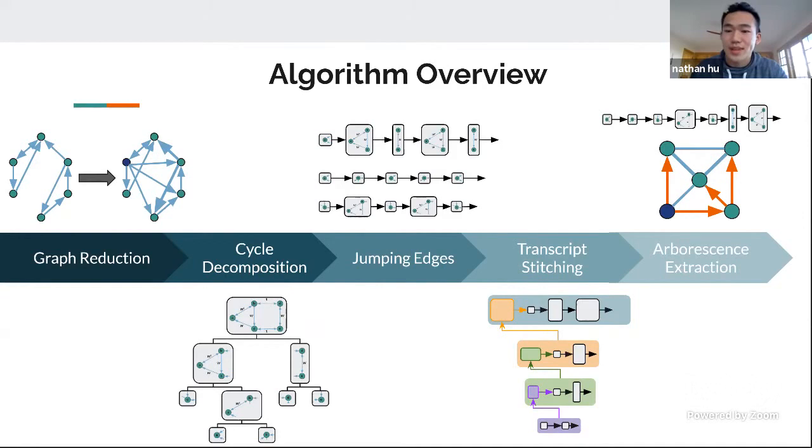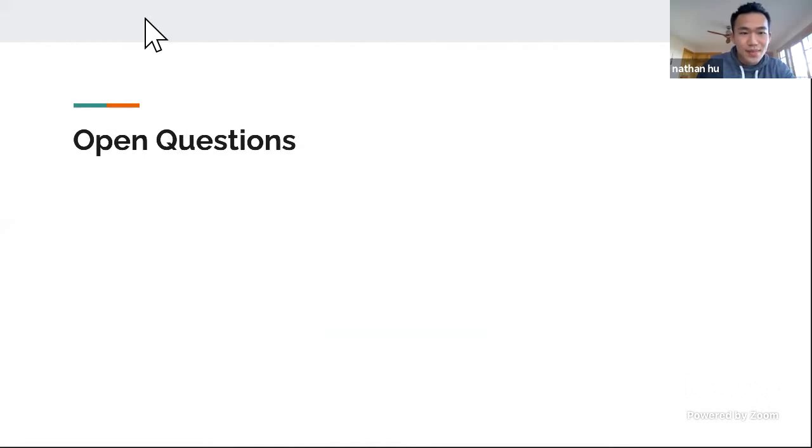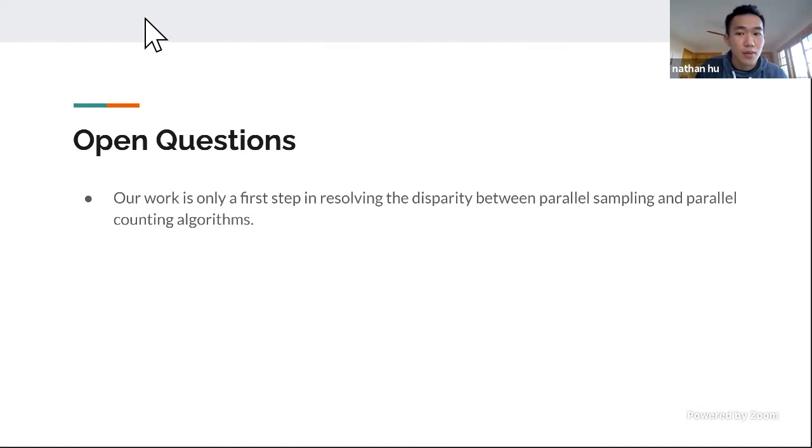And so as a recap, we've done all this work to produce a very efficient parallel sampling algorithm for arborescences. And this is a first step in bridging this big divide between parallel sampling and parallel counting algorithms. And this big divide naturally leads to a lot of open questions when it comes to structures and asking, do these structures have efficient algorithms for sampling in parallel?